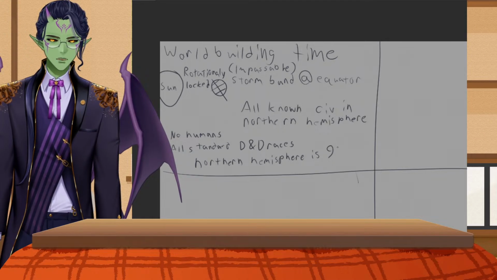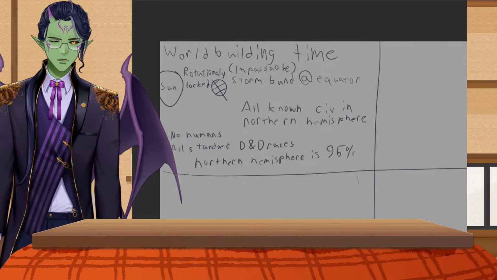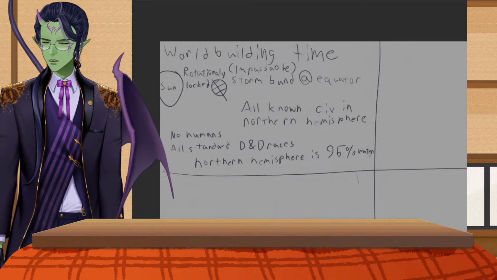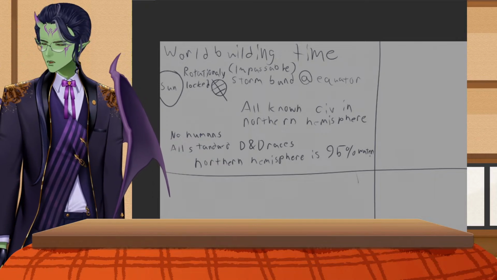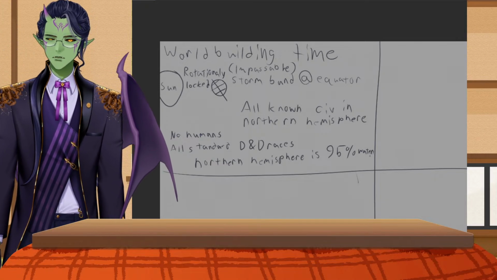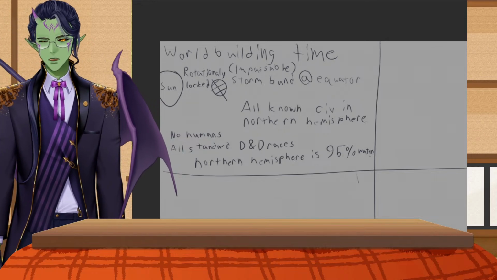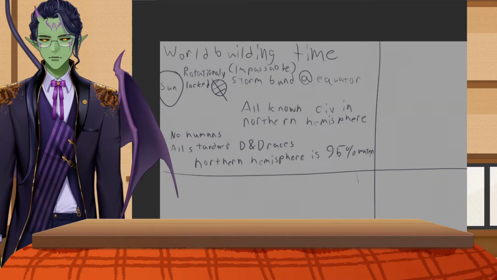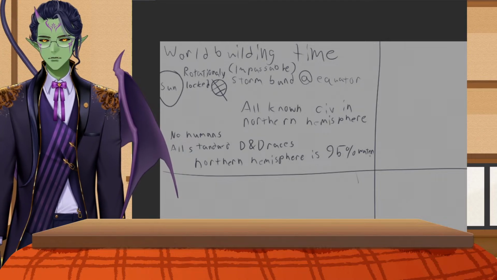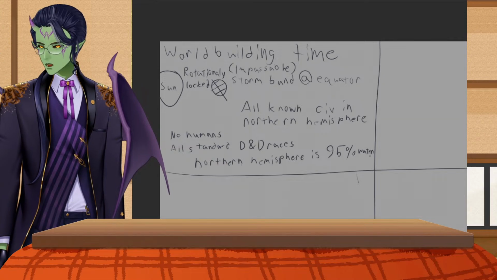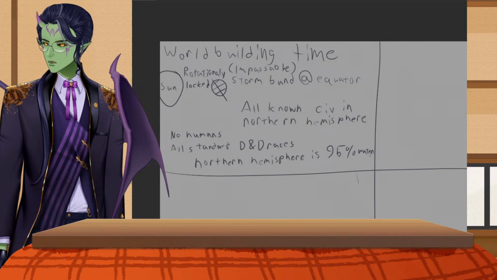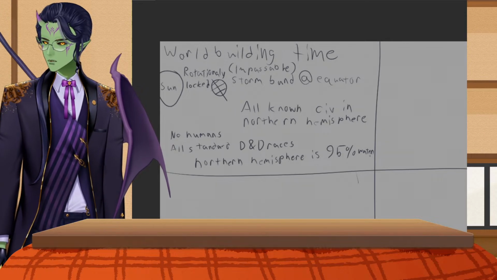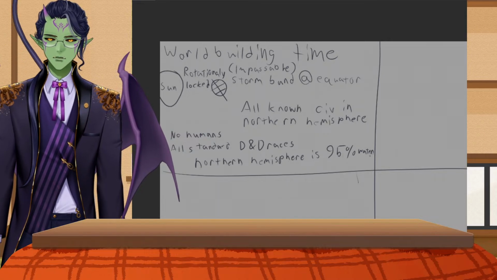is 90, let's say 95% water. It's a real water world situation up there. There's no major land masses north of the equator. The largest landmass you're going to get up there is about the size of Madagascar, something, not very massive. And most civilization lives on archipelagos, so reasonably well-developed ocean travel, but not too much else.